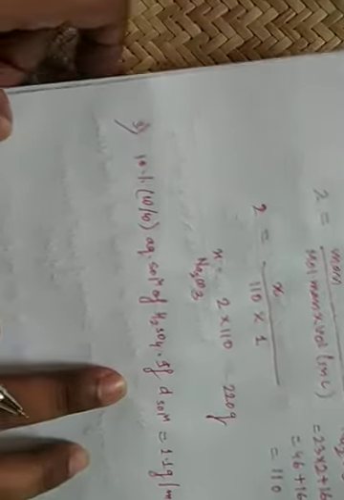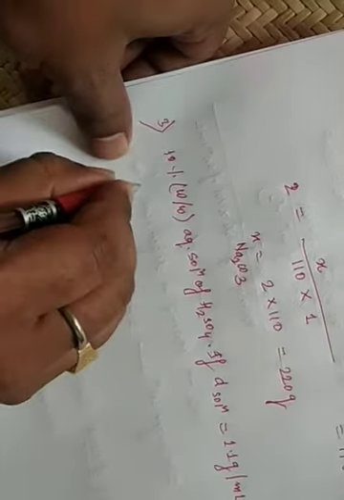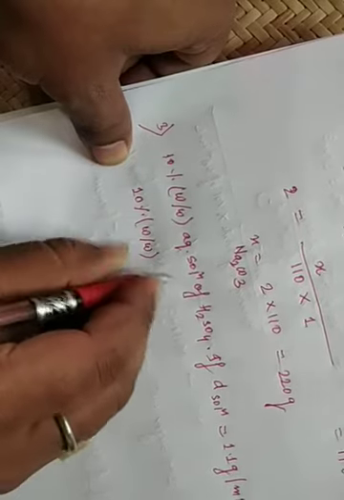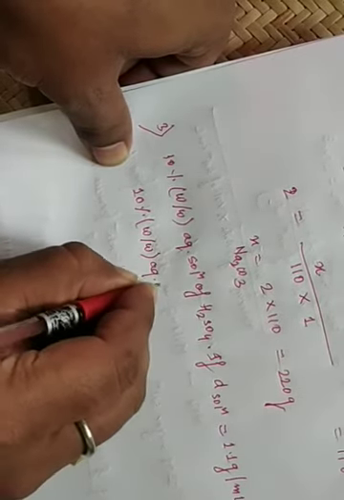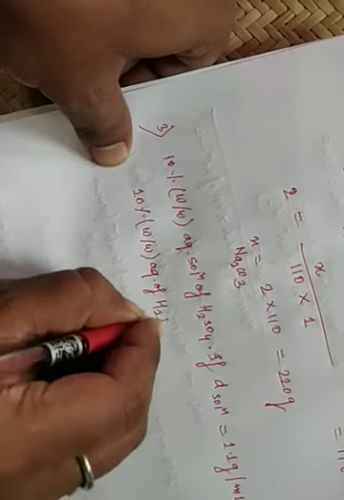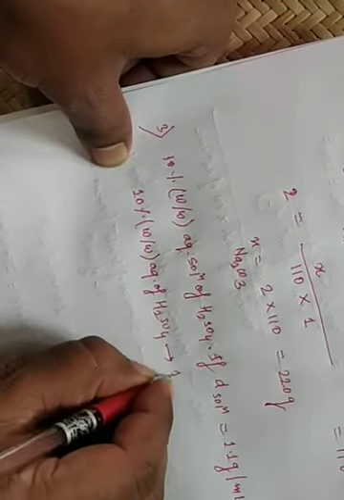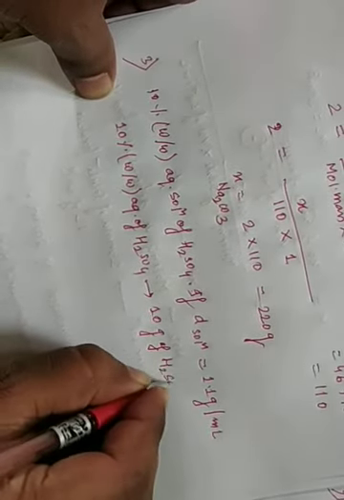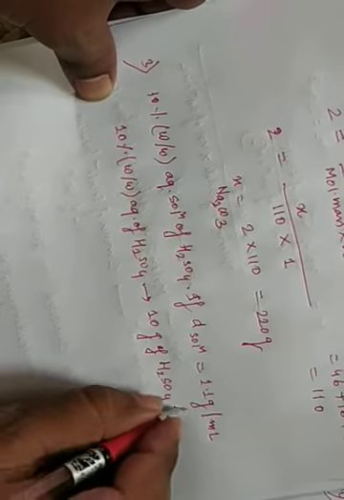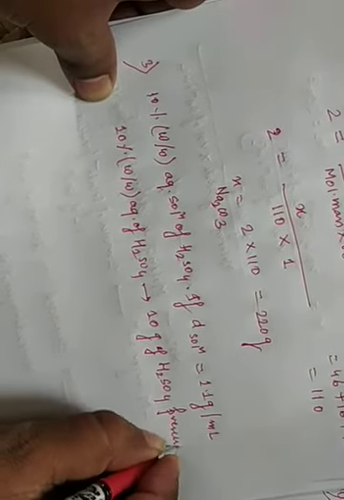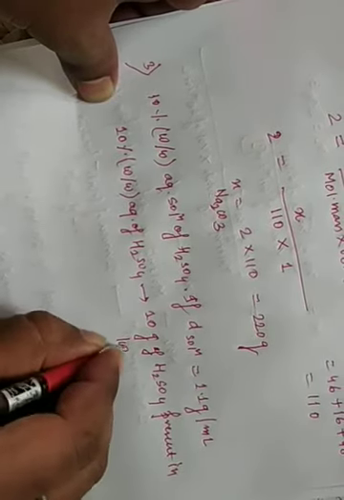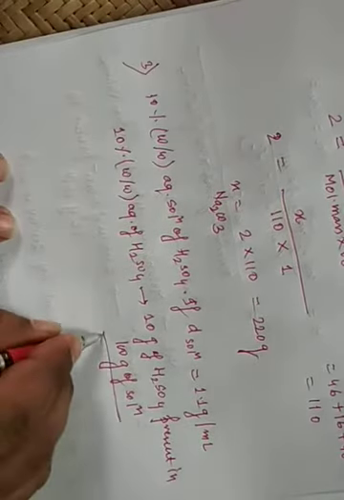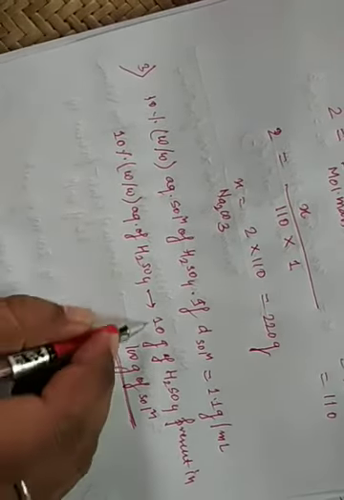Okay, the density of the solution is given. So you know what the meaning of 10% W/W aqueous solution of H2SO4 is. What is the meaning of 10%? It means 10 gram of H2SO4 present in 100 gram of solution. So the mass of the solution is given.